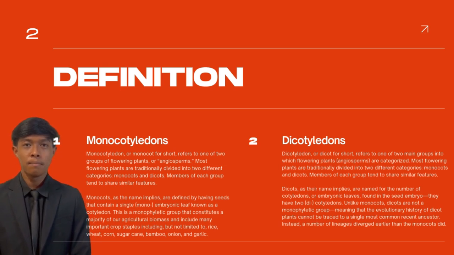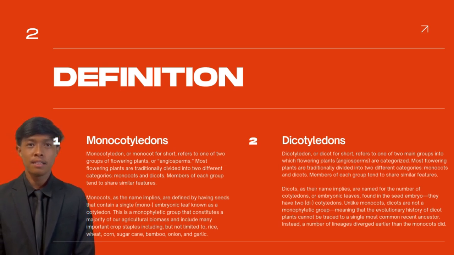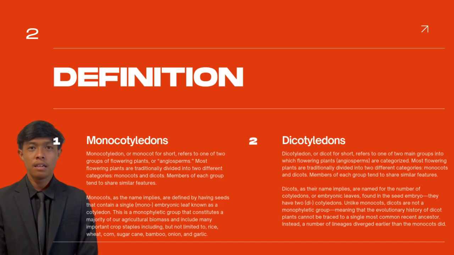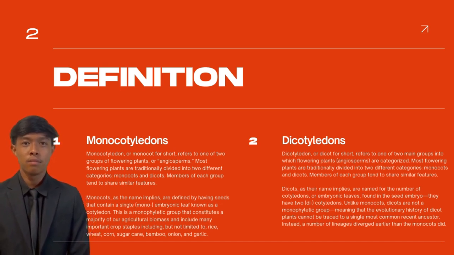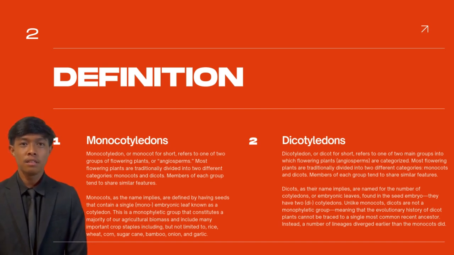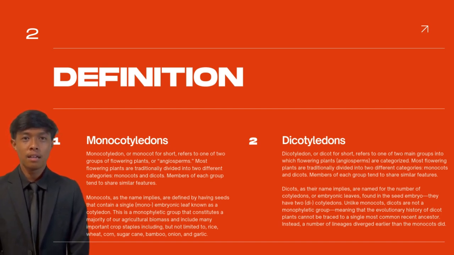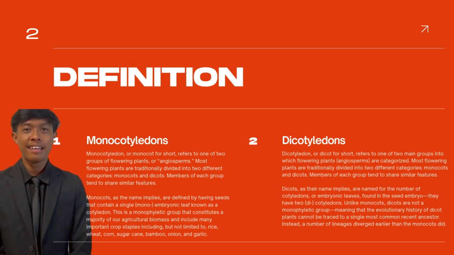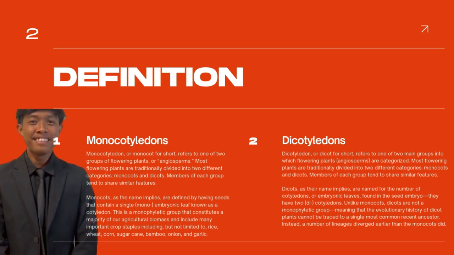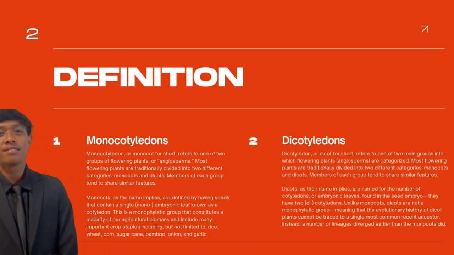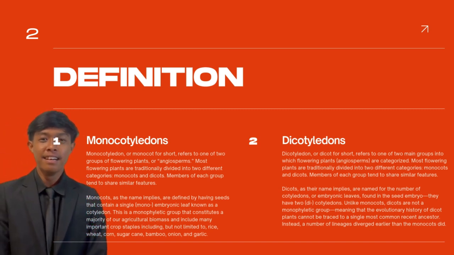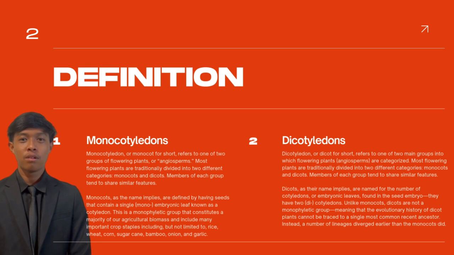Monocots, as it implies, are defined by having seeds that contain a single embryonic leaf known as a cotyledon. This is a monophyletic group that constitutes a majority of our agricultural biomass and includes many important crop staples including but not limited to rice, wheat, corn, sugarcane, bamboo, onion and garlic. Okay, that's all from monocotyledon.